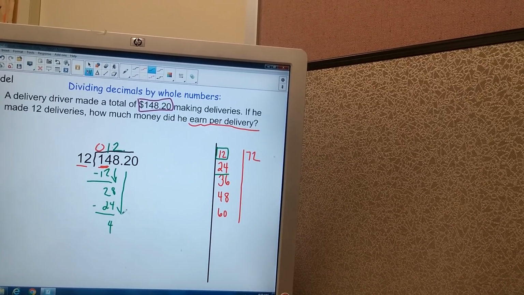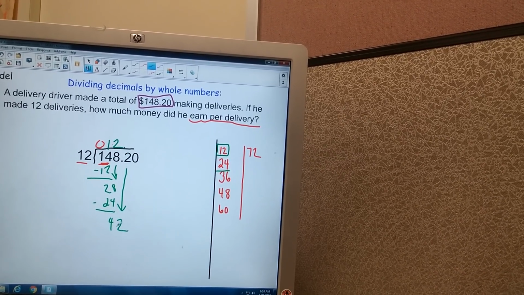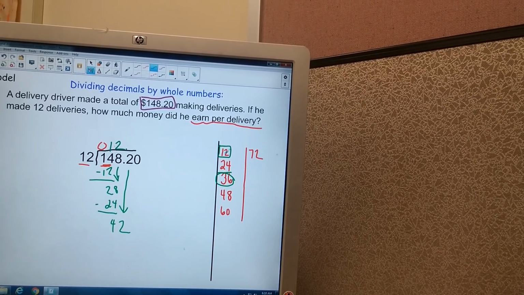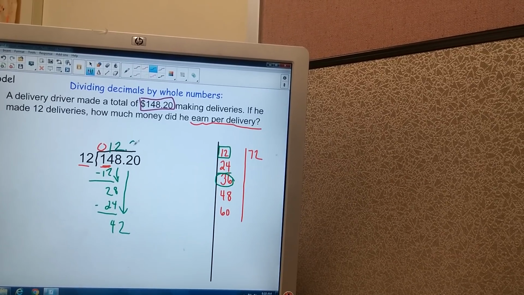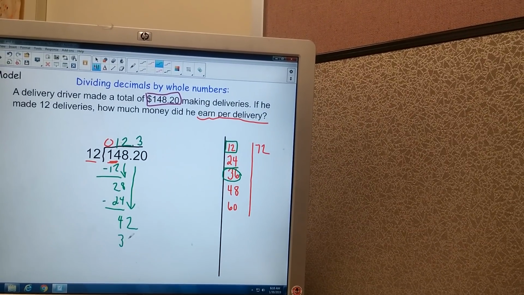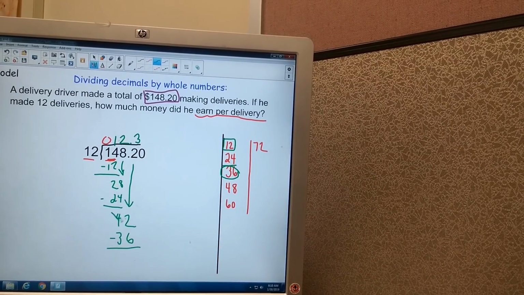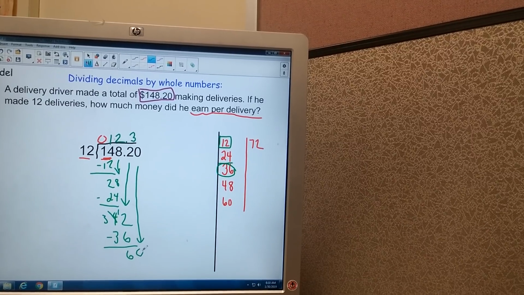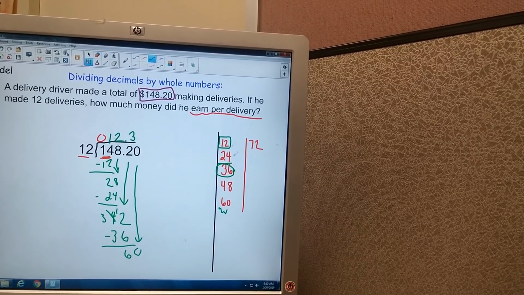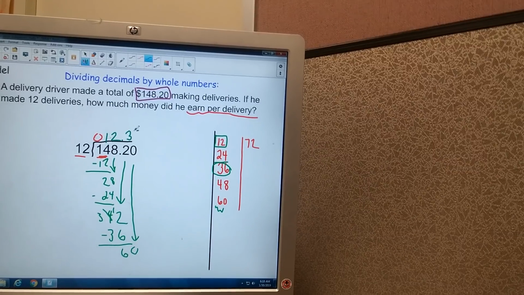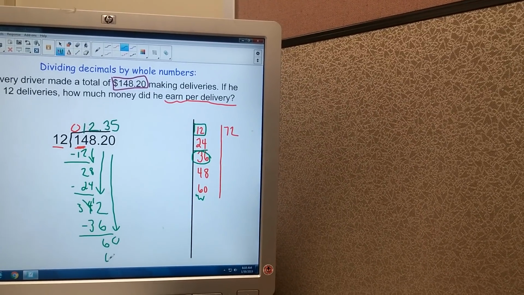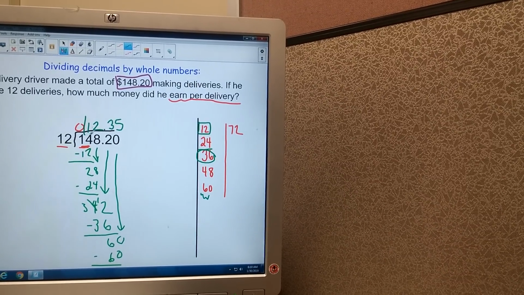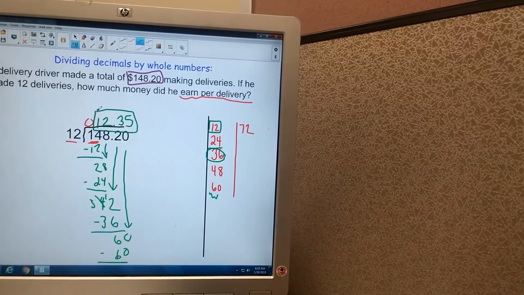I bring down my next place value, which is a 2. 42 split into 12. Oh, what do I know? There I go. That's the closest I can get, and that's 1, 2, 3 groups of 12, which is 36. Do some quick subtraction here. Bring down my last place value. 60 split into 12. Right here, that's 1, 2, 3, 4, 5 groups of 12. That's 60, and that finishes my problem out. So, how much money did he earn per delivery is $12.35.